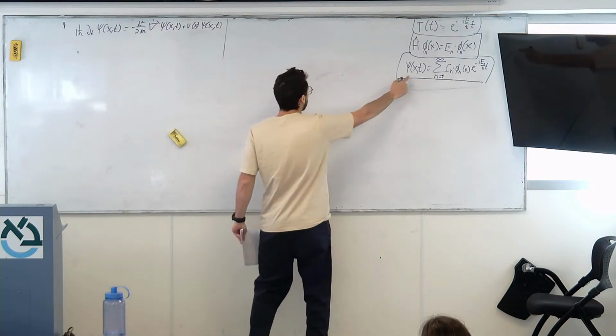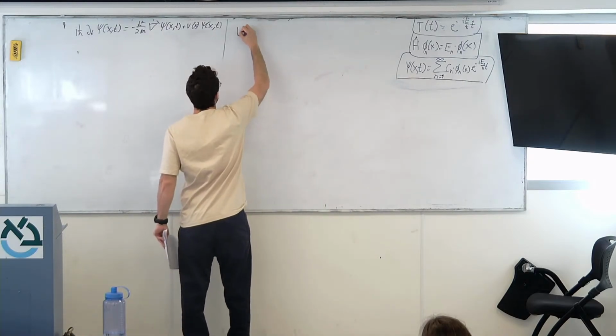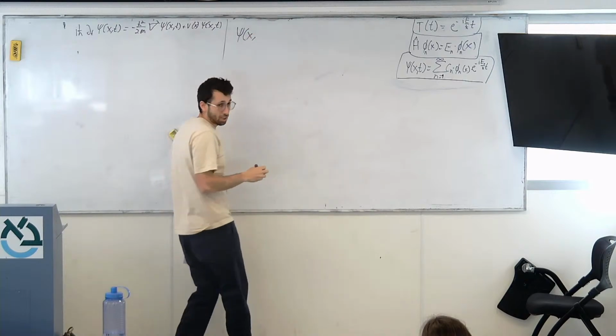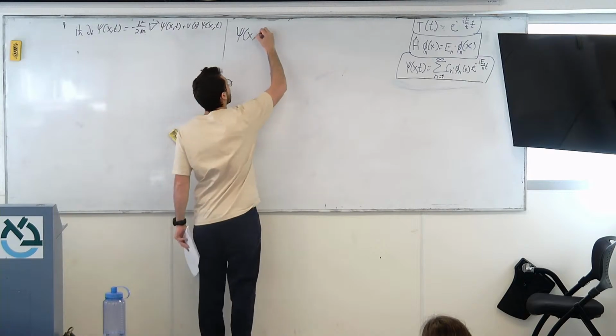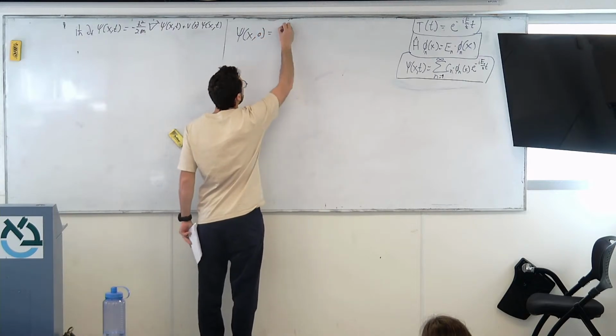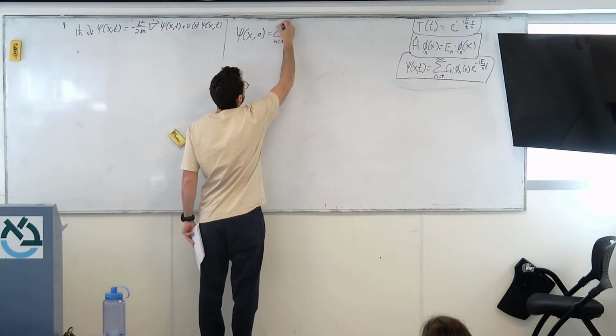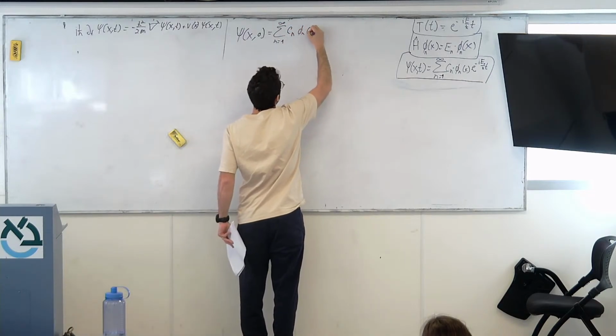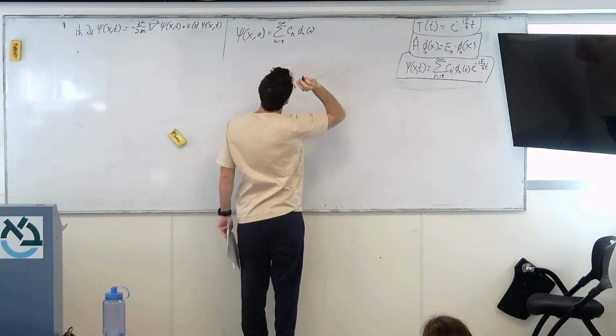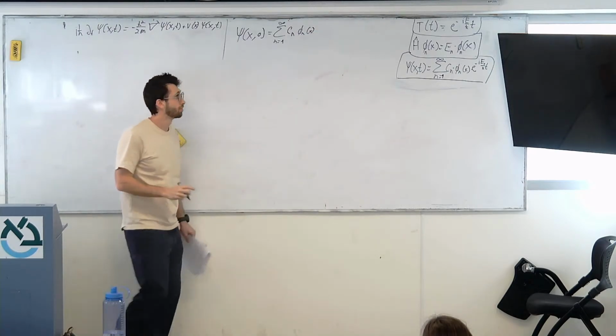So first I'm just going to write this equation, psi of x and t, but just for t equals 0, because I can do it. This is equal to the sum over n equals 1 or 0, doesn't matter, of Cn phi n of x, and that's it. That's all.